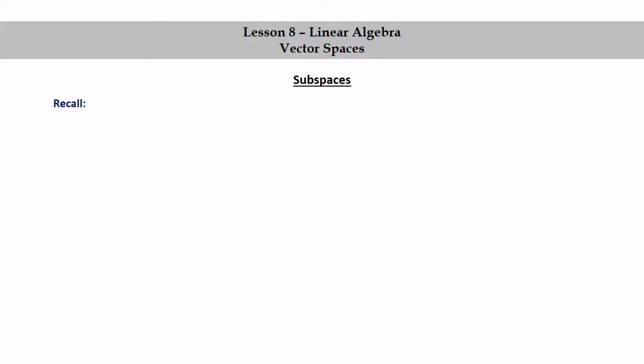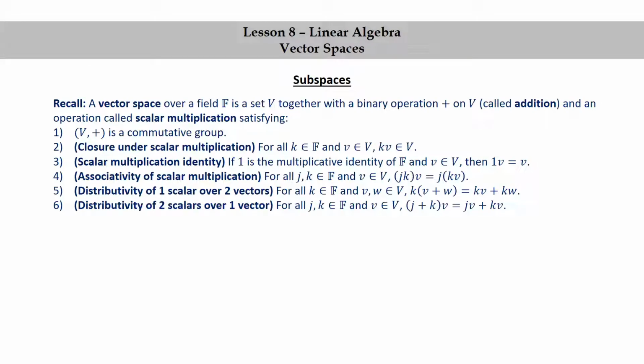Subspaces. Let's recall for a moment the definition of a vector space. A vector space over a field F is a set V together with a binary operation plus on V called addition and an operation called scalar multiplication satisfying 6 properties. The first is that V together with addition is a commutative group.